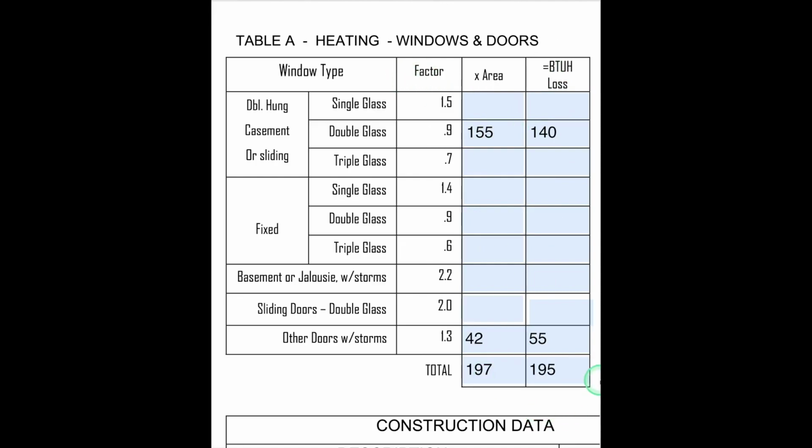And this is a simple review of how to fill out this worksheet on Table A, heating, windows, and doors. If you have questions on what we covered, talking about the different types of windows or the factors of BTU loss for the single pane glass, double pane glass, or triple pane glass, you can always email me or ask me in class.